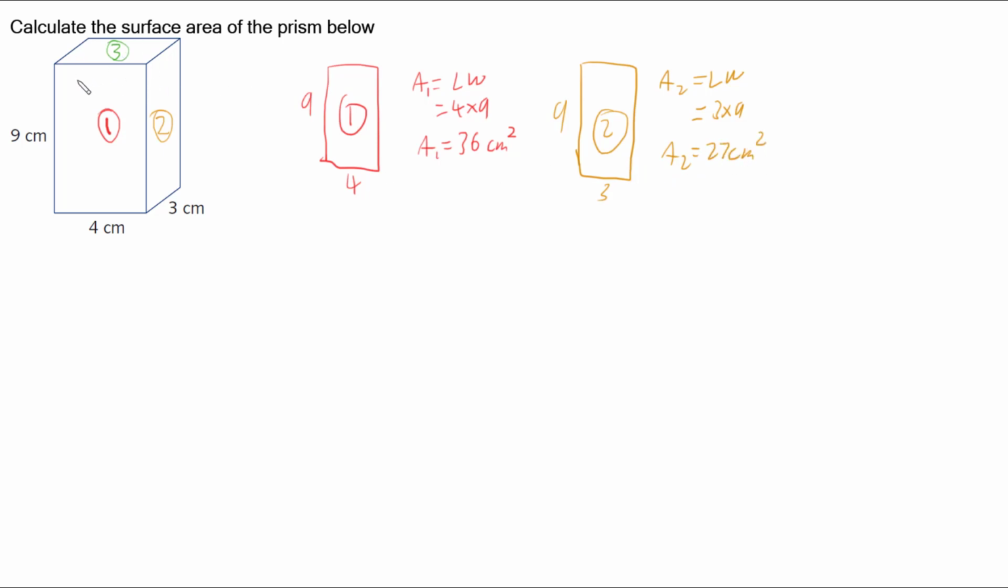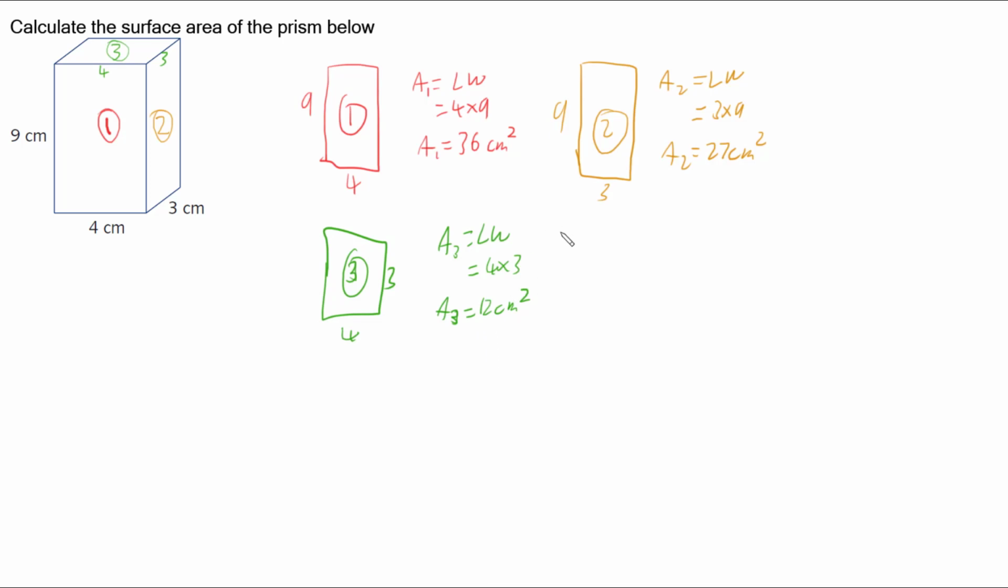And if we work out the top, if we bring the 4 up to there and bring the 3 up to there, it's a 4 by 3 rectangle for our third one. And so if we use our rectangle area rule, our third area is going to be 4 times 3, and so we have 12 centimeters squared for our final area.